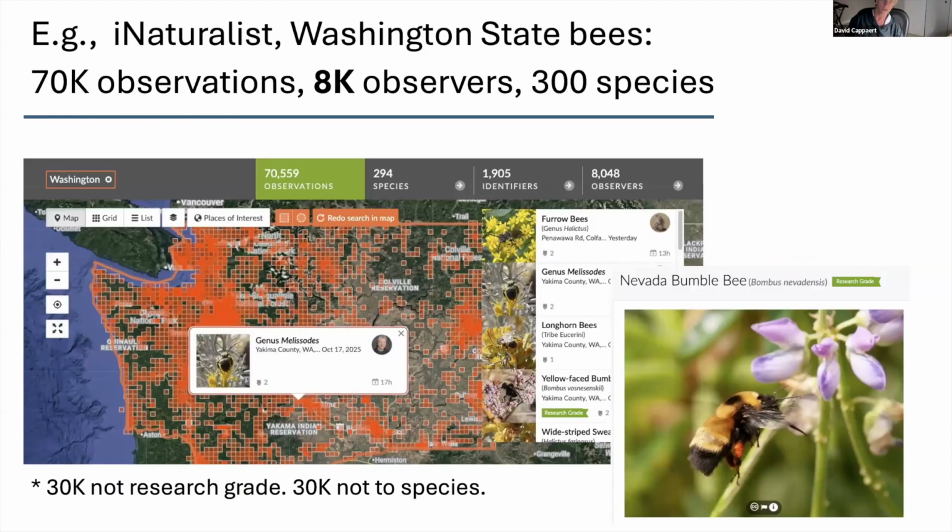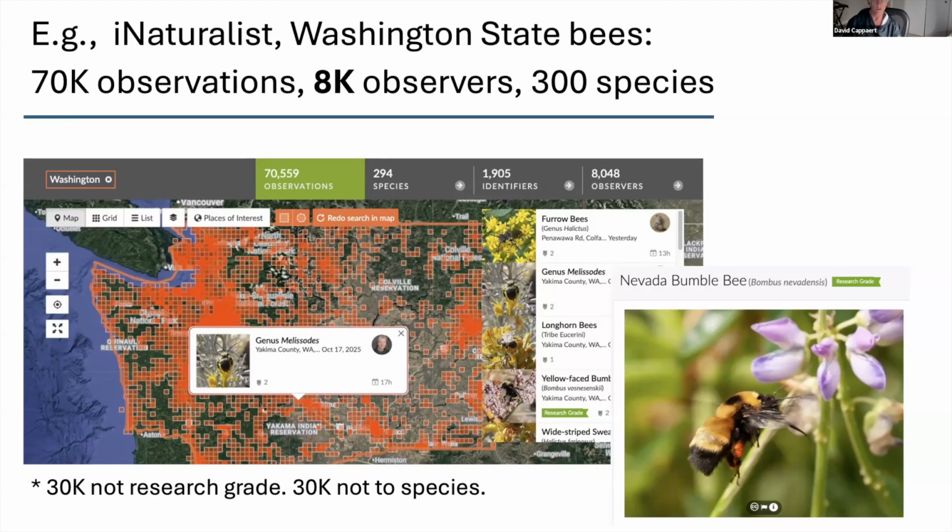One really good and quantitative way to look at citizen science as it respects bees is iNaturalist. And I've seen a number of the people who are in this group on iNaturalist. It's a really good way to trade things back and forth. And you can easily query the database and determine that there are 70,000 bee observations in the state of Washington.